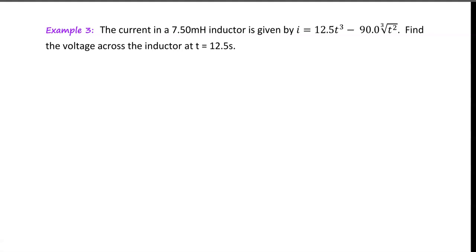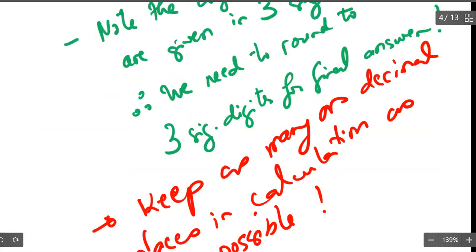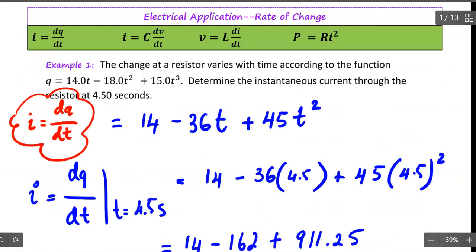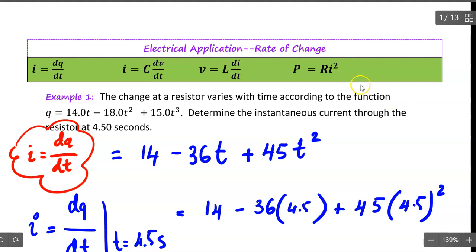Hello everyone. I would like to continue with the lesson on rate of change. Before I get started with this example, I would like to remind everyone of the formulas that I have indicated here regarding rate of change. So rate of change has a lot to do with differentiation, and you take the derivative of a function in terms of time. Okay, so we have three formulas to work with.